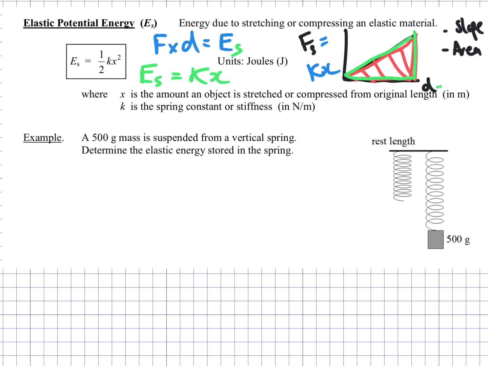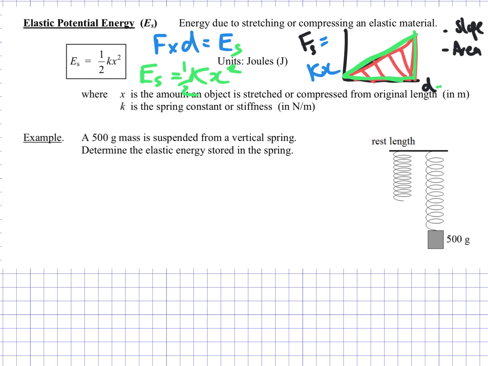Well, the displacement is x, so that's kx squared. Oh, and look, it's a triangle, so that would be half kx squared. Amazing. Okay, so let's talk more about the actual equation and how it can be used.